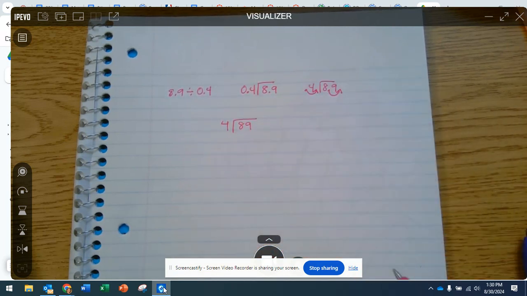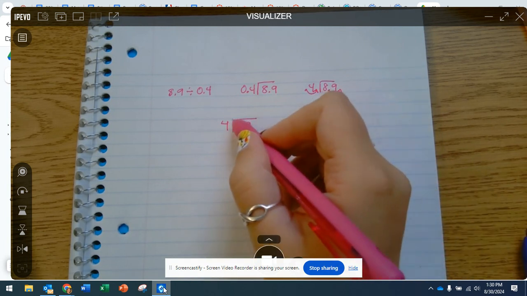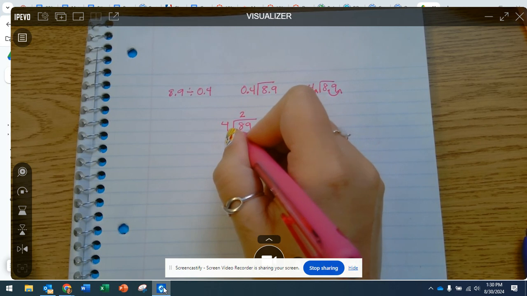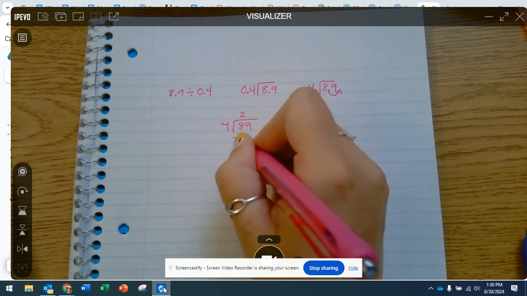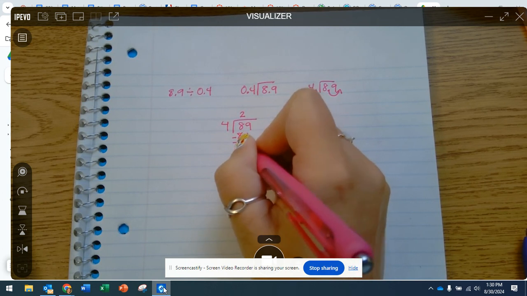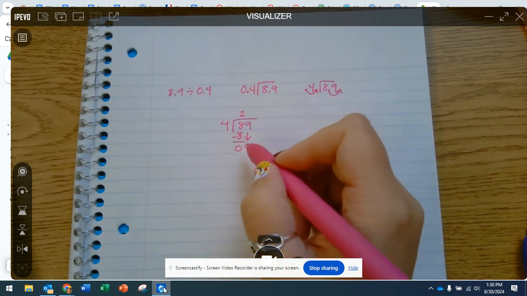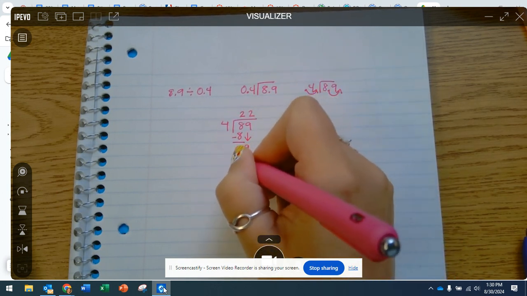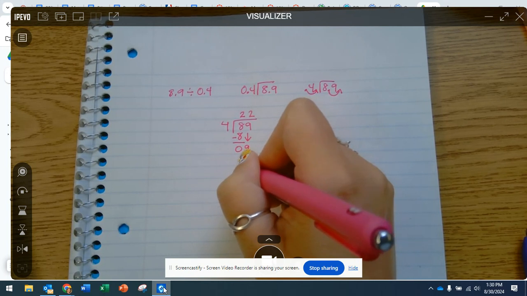Okay. And so ask yourself, how many times does 4 go into 8? It goes in twice. And 2 times 4 is 8. Go ahead and subtract those, and you get 0. And then bring down your next number. Okay, 4 goes into 9. How many times? Yeah, 2 again. So 2 times 4 is 8. Subtract that, and you get a remainder of 1.